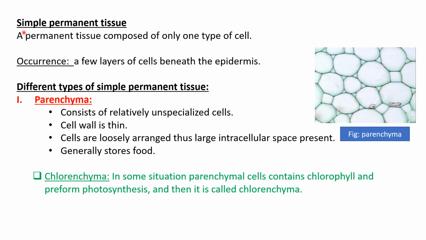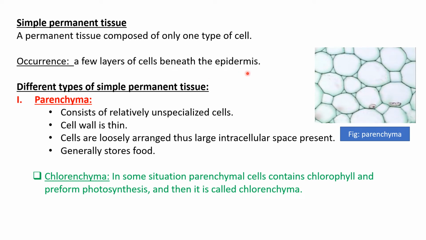Now we'll see the simple permanent tissue. What is simple permanent tissue? A permanent tissue composed of only one type of cells. So here also we can see only one type of cells is present. That means simple permanent tissue. Occurrence means where we can find that simple permanent tissue: a few layers of cells beneath the epidermis.